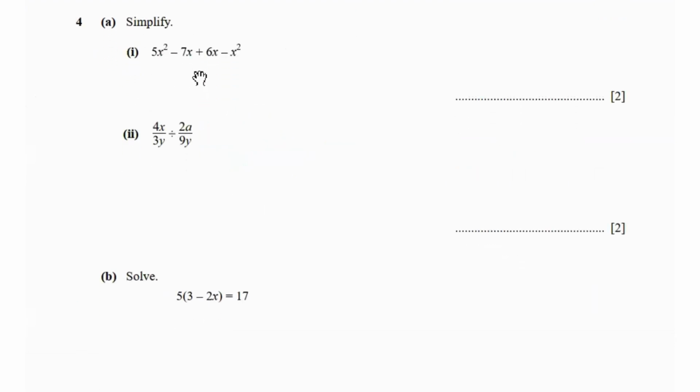Then it says simplify 5x squared minus 7x plus 6x minus x squared. So we just collect the like terms. 5x squared minus x squared is 4x squared. Negative 7x plus 6x is negative x. Simple algebra.